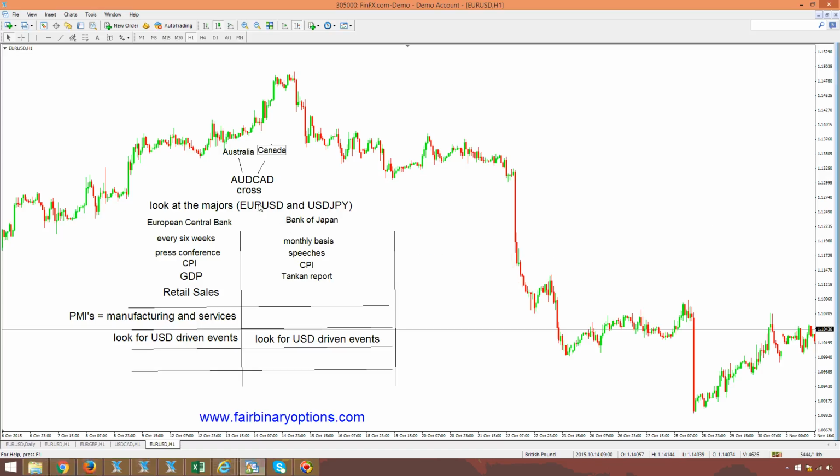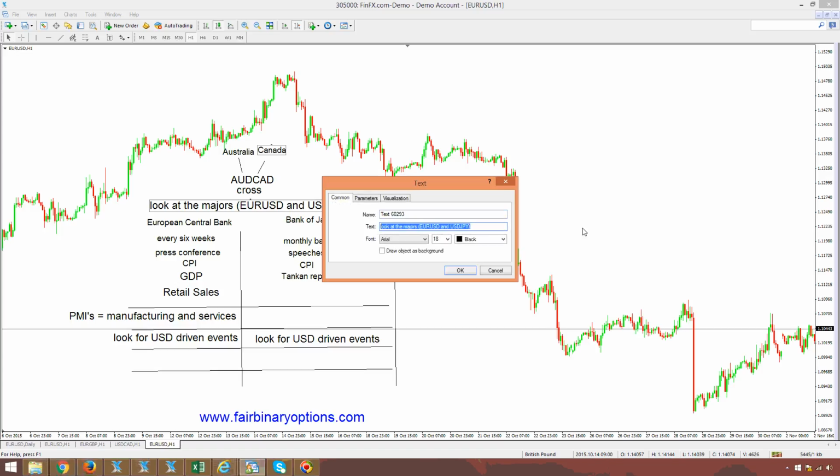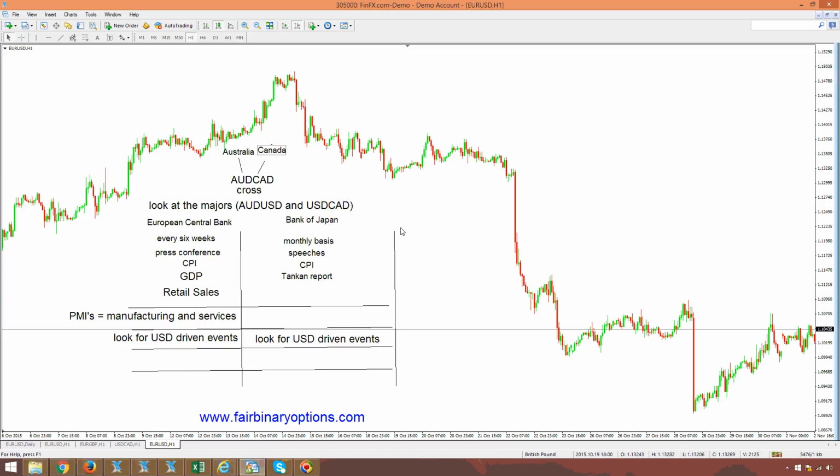Being a cross, you've got to look at the majors, how the majors are looking. We are talking about the Australian dollar, US dollar, or the Aussie pair, and the US dollar, Canadian dollar, or the loonie pair. It is really important to know where the majors are, what the majors are doing. If the majors are trending, or if they are in an impulsive move, then definitely you want to be aware of that, and you want to adjust both the expiration date and the implications of the move to come.